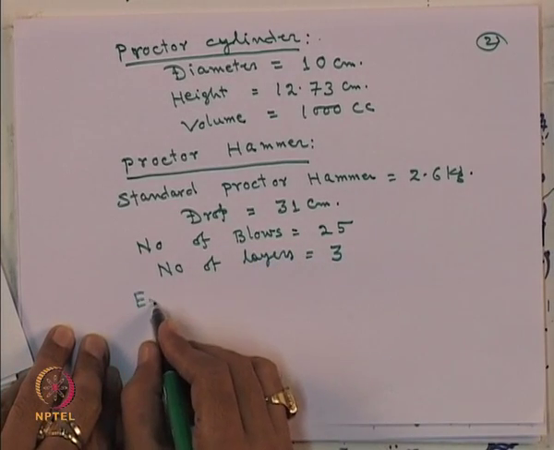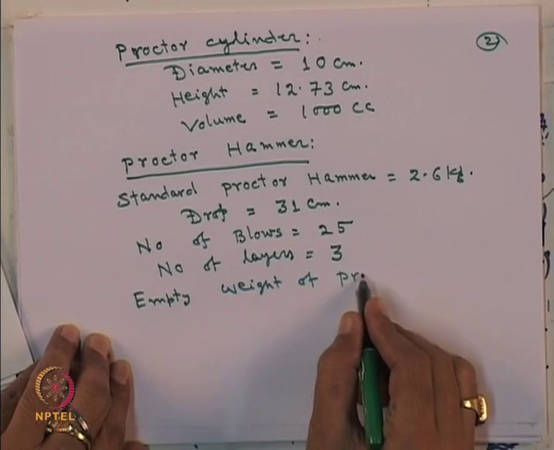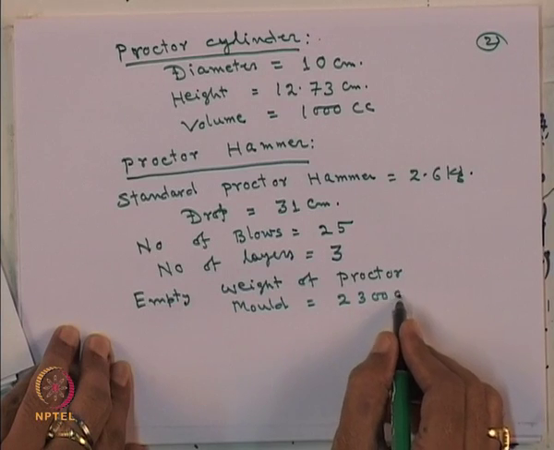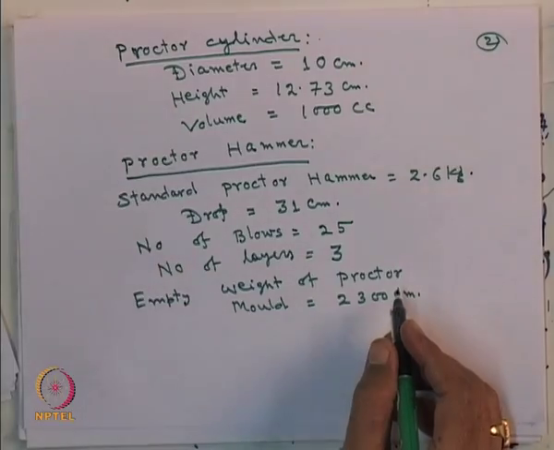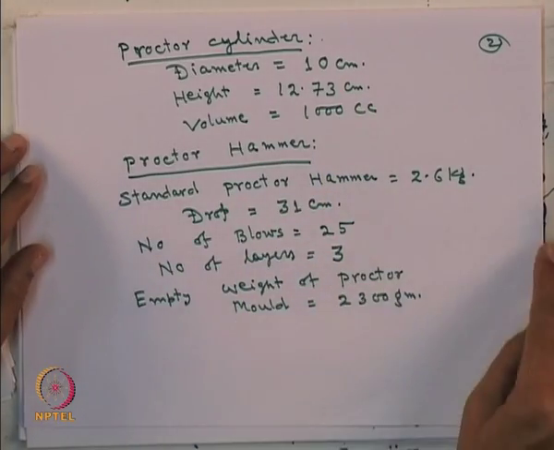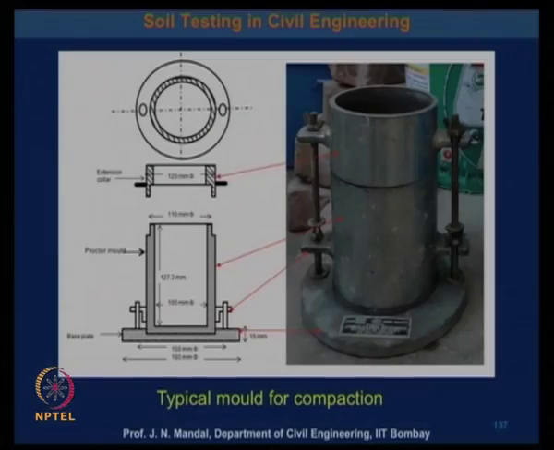And we have also the empty weight. Empty weight of the Proctor mold is about 2300 gram. So, with this we record the shape and size of the Proctor cylinder and the Proctor hammer, and I am just showing you this kind of equipment. This is the Proctor cylinder. This diameter is about 10 centimeter, this height is about 12.73 centimeter, and the Proctor cylinder has a volume of about 1000 cc.